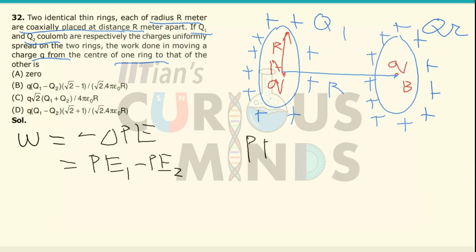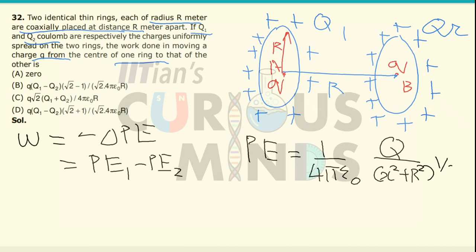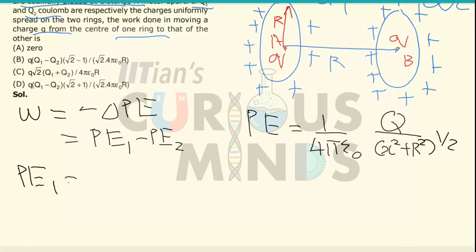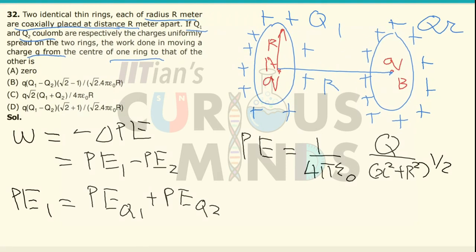Before we proceed with anything, understand that the potential due to the charge on the ring at any point on the axis will be equal to q divided by x square plus r square raised to half. This is the potential on the axis of the ring, where x is the distance on the axis and r is the radius of the ring. So in the first case, potential energy 1 will be equal to the potential energy due to the charge q1 plus the potential energy due to the charge q2. For q1, x will be equal to 0, because on the axis the distance of the charge q will be equal to 0.